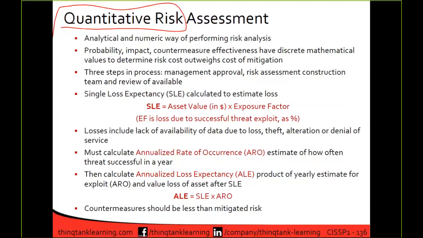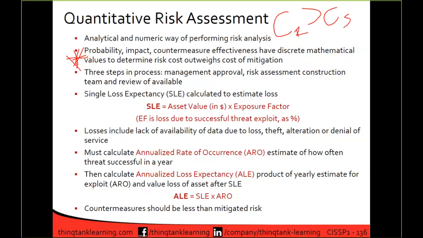Probability, impact, countermeasure, effectiveness have discrete mathematical values to determine whether the risk cost outweighs the cost of mitigation. Ultimately, that's the goal in this assessment process. That's really the goal in any kind of assessment, and I told you guys that before. The fix, or the value of the fix, this is the solution. We'll just call it solution.